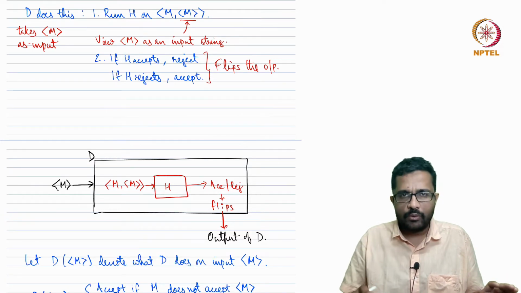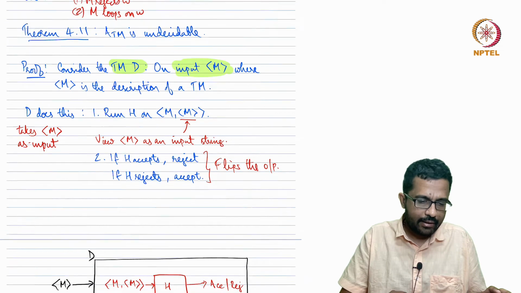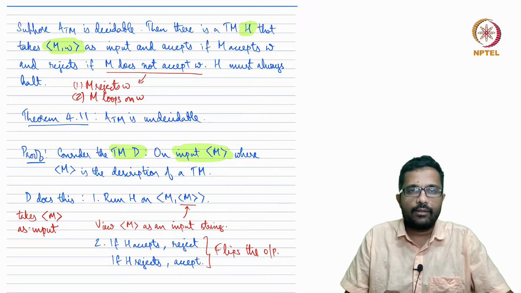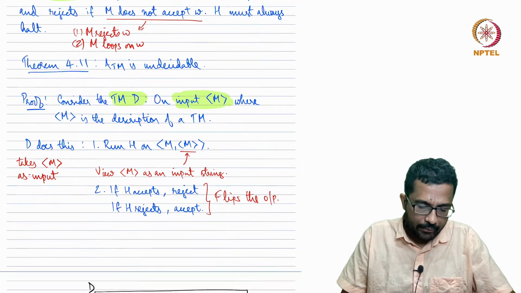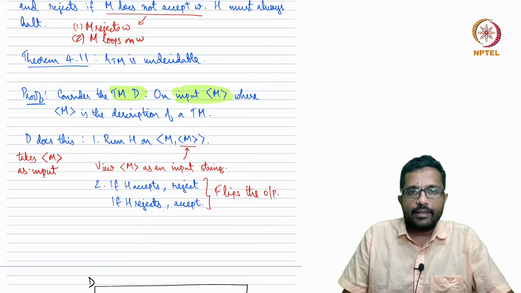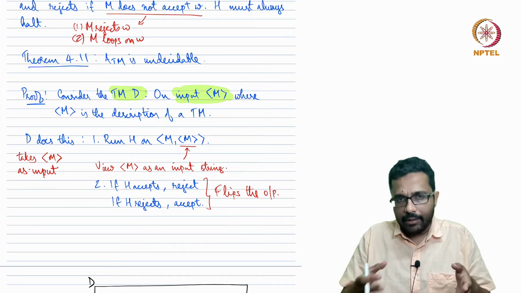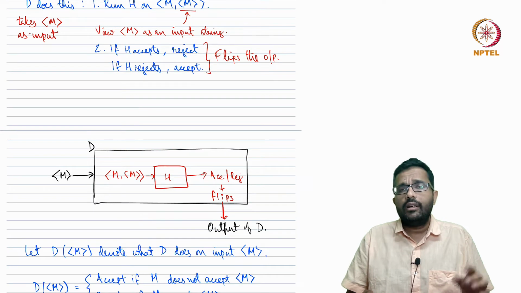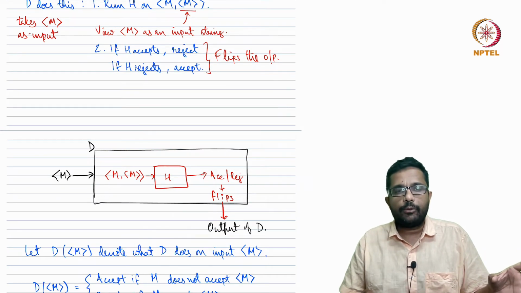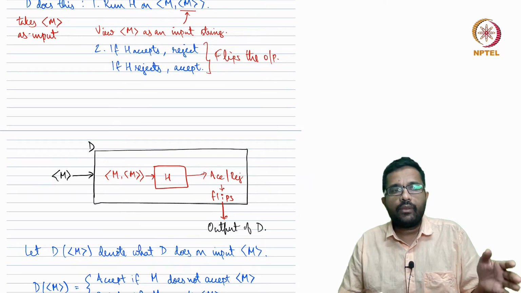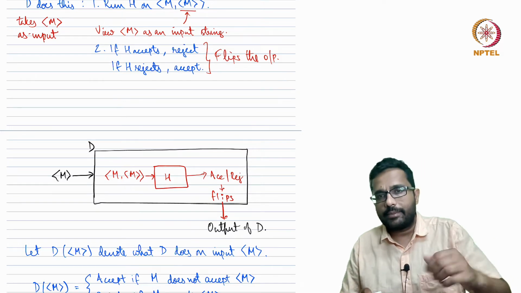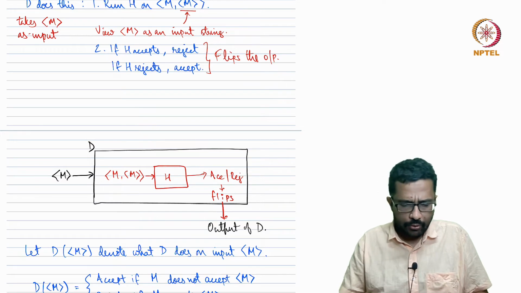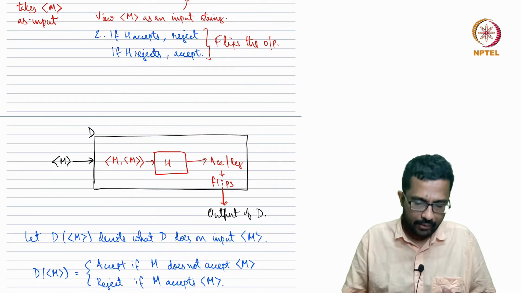So far so good. All that we have said so far is: if ATM is decidable, there is a Turing machine H which is a decider for ATM. And using H as a building block, we are making another machine D. D takes a description of a Turing machine as input, feeds H the same Turing machine and its own description as input, and whatever H does, it flips the output. So far it's fine, there is no contradiction.